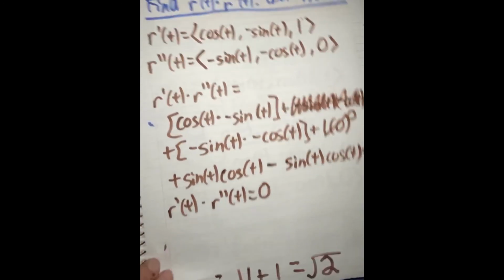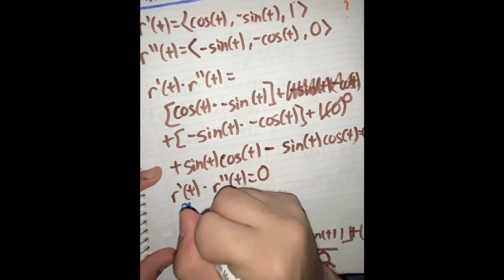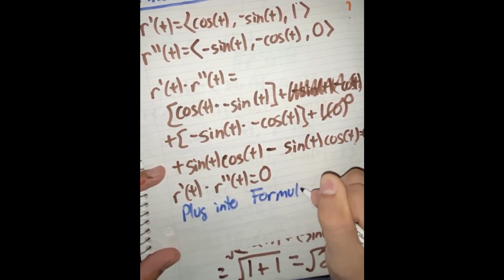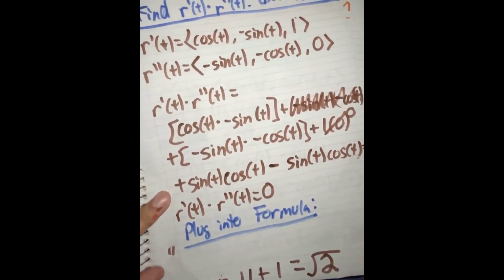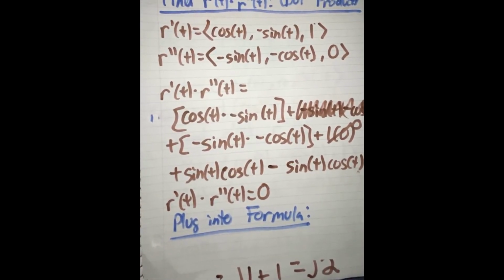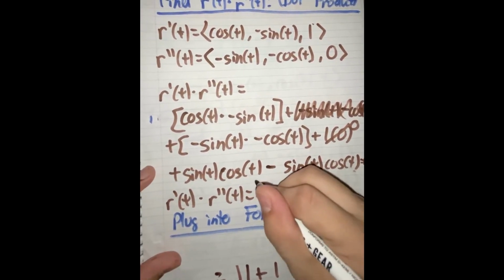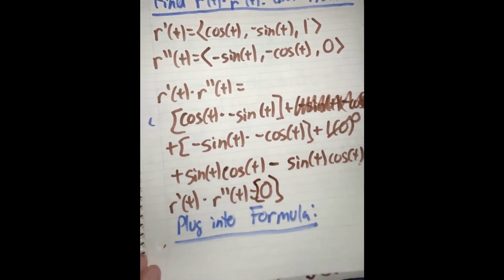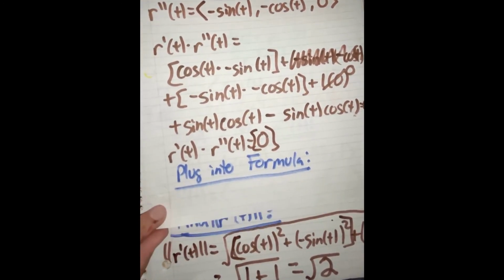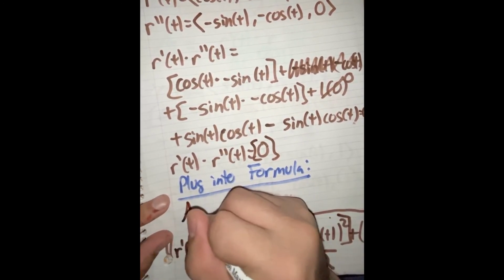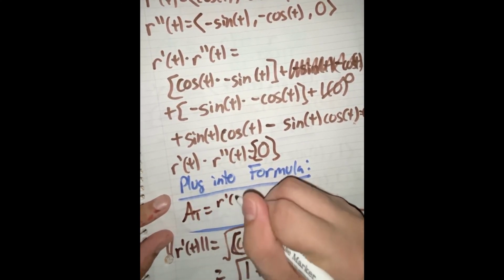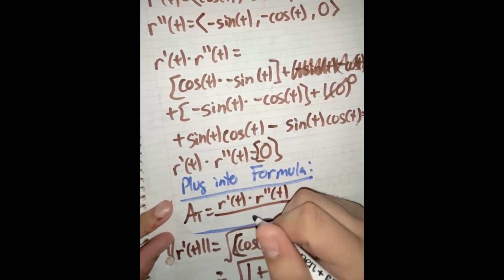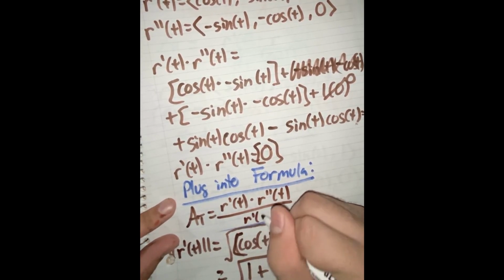The next step is to plug into the formula. So we have the tangential component is equal to r prime of t dotted with r double prime of t, which is 0, divided by the magnitude of r prime of t.